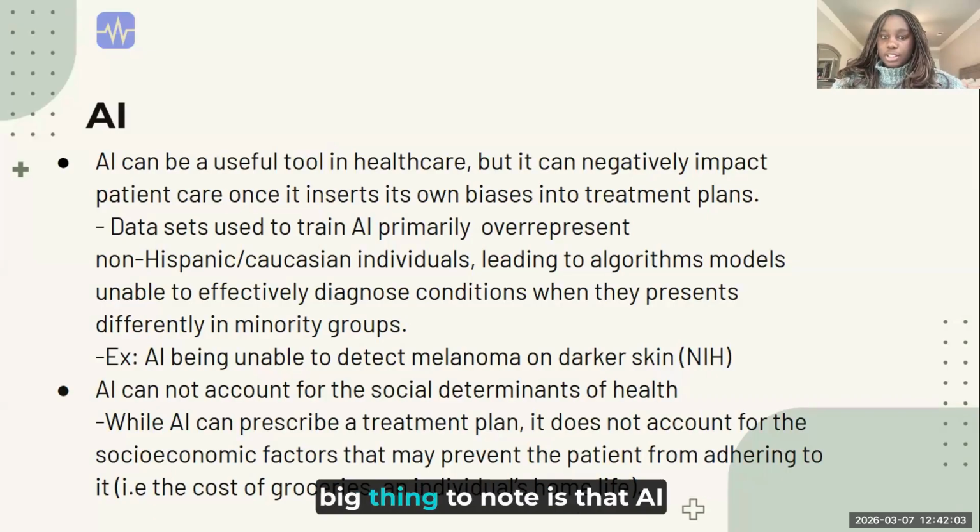Another big thing to note is that AI cannot account for the social determinants of health, meaning a doctor will work with a patient if they're low income, they struggle with transportation or other factors to help them follow a treatment plan. But on the other hand, AI cannot necessarily do that, and that's why it's so important for doctors to review AI's diagnosis and to not rely on it as much.